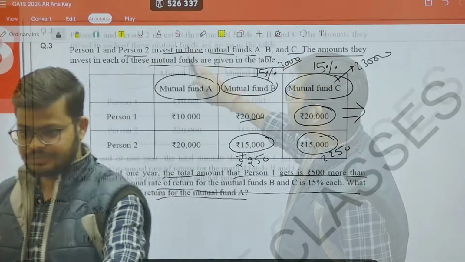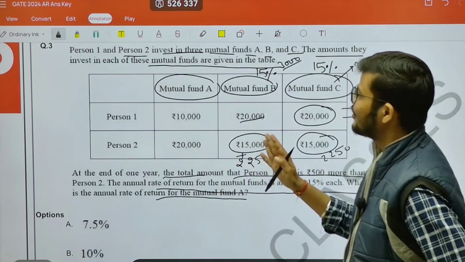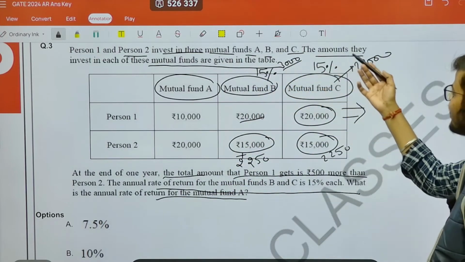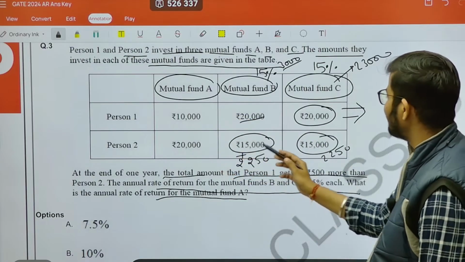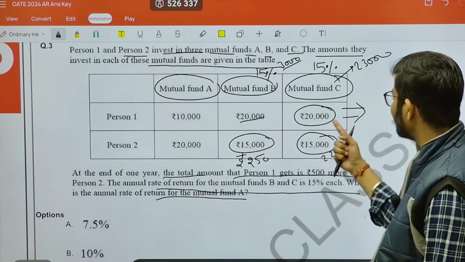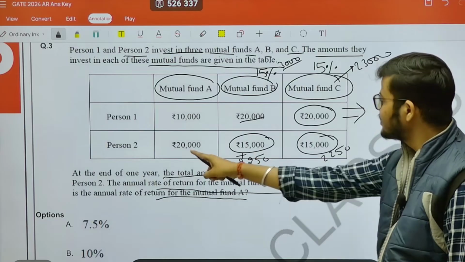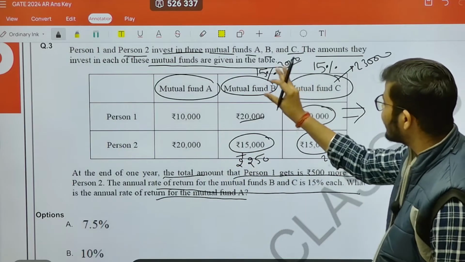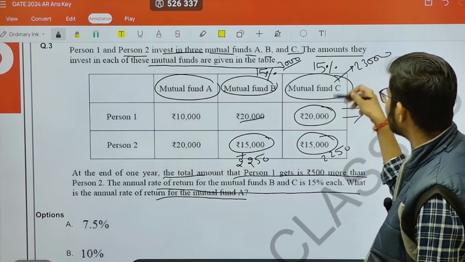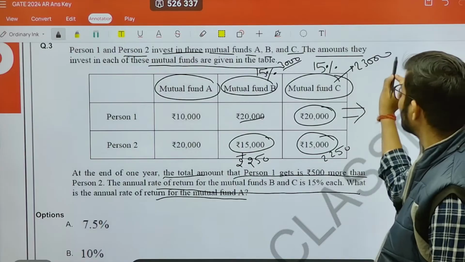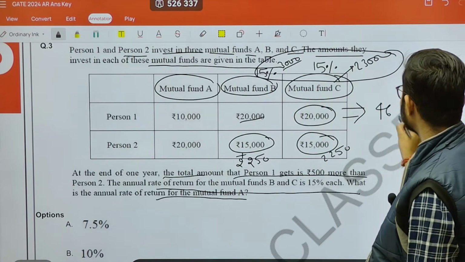Now we are going to solve something. If you check question number 3, what is happening here, what we have done till now, this person 1 and person 2 are investing in some mutual funds A, B and C. So person 1 invested 10,000, 20,000, 20,000. This person invested 20,000, 15,000 and 15,000, right? So person 1's investments in these options are different, person 2's investments are different. Now what is the outcome they are getting here? Person 1, from this he will be getting 23,000 and from this investment he is going to get 23,000. So what is the total outcome he is getting from B and C? That is going to be equal to 46,000.